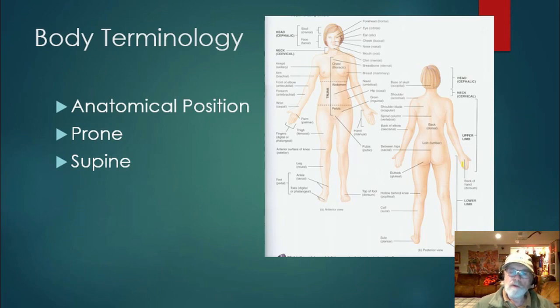The second word I want to talk about today is prone versus supine. They're opposite each other. Now let's look at anatomical position. In anatomical position, the front of the body is facing forward. If the front of the body that's facing forward is facing downwards, such as someone lying, here's their rear end, here's their legs, here's their feet.